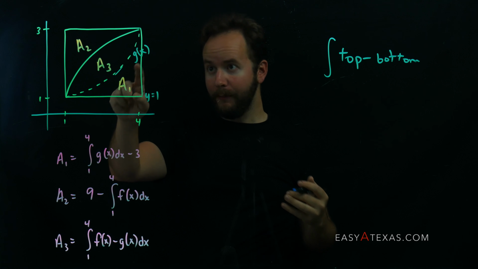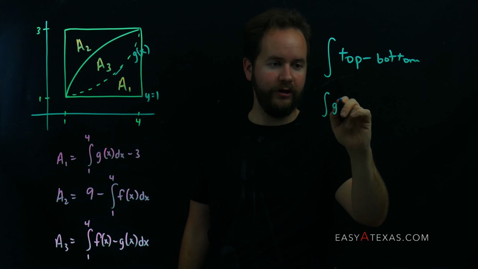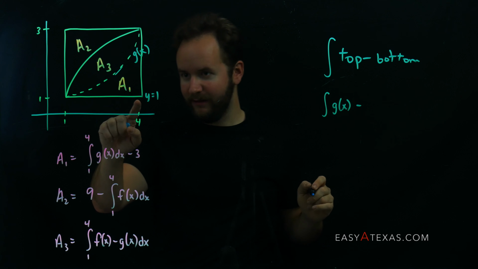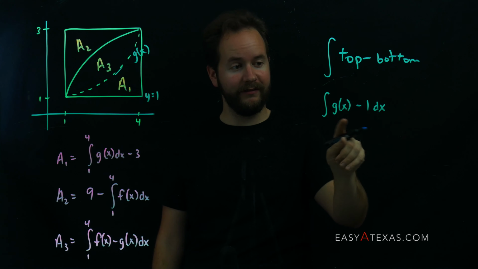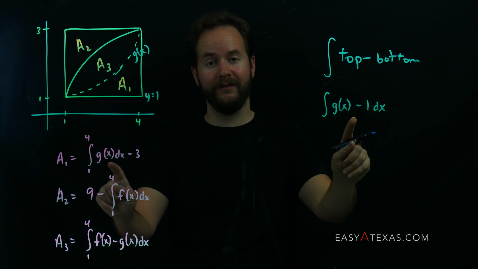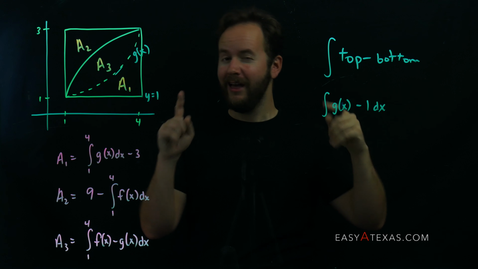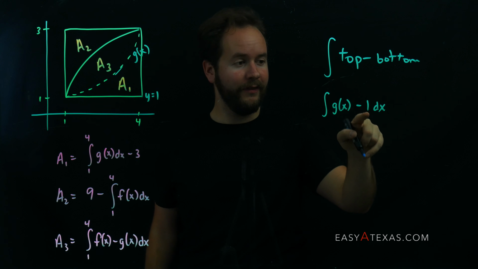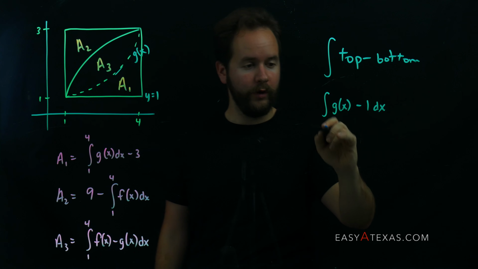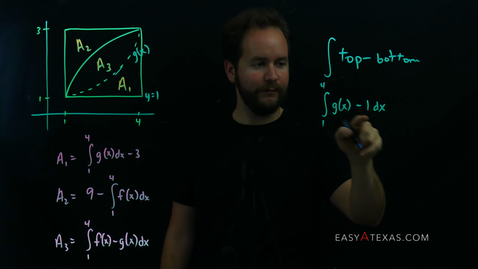In this case, top is g of x, so integral of g of x minus bottom. In this case, bottom is 1. So we have g of x minus 1 dx. At first glance that might seem like it doesn't match this answer, because after all this says minus 3 as opposed to minus 1, but this is because the minus 3 has already been produced from the integral. That is to say, this negative 1 we can integrate. We know how to integrate g of x minus 1 from 1 to 4.